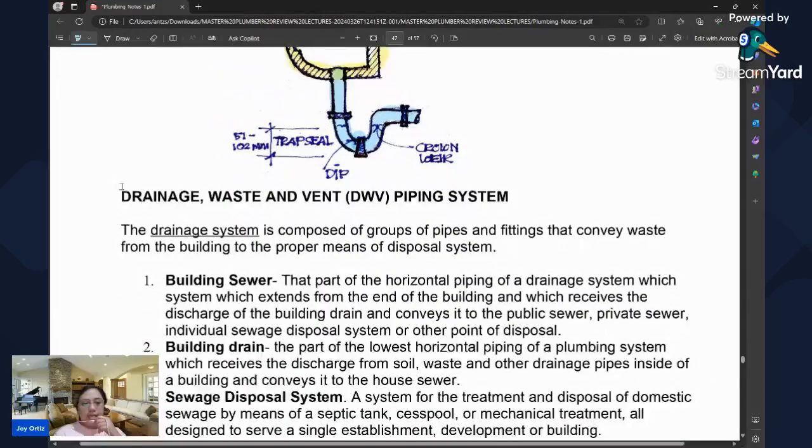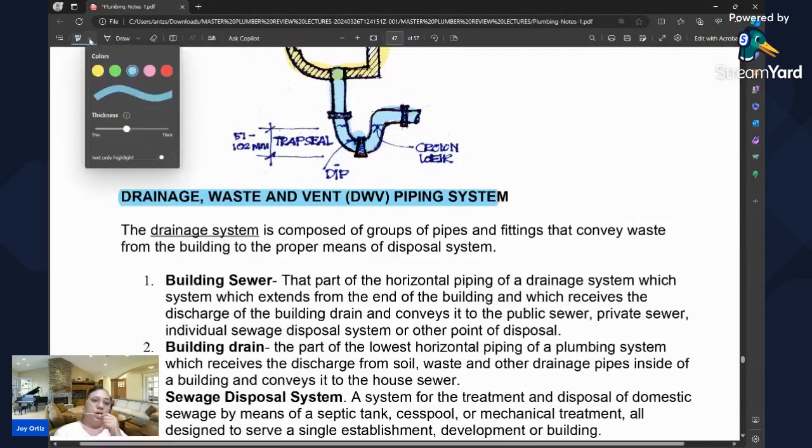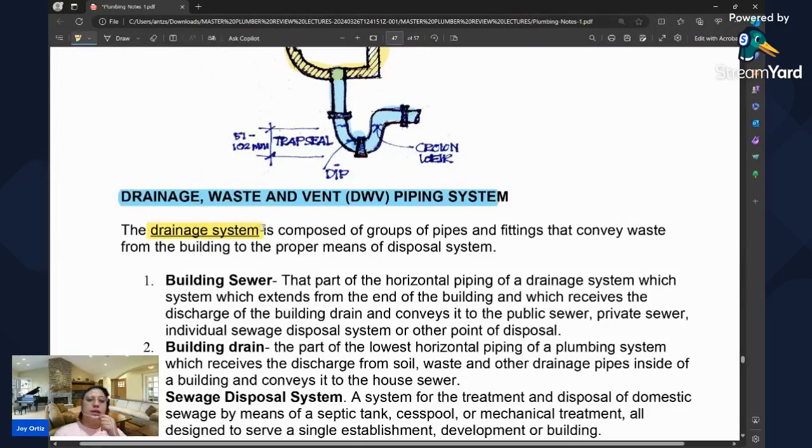That's the DWV. What does DWV stand for? It's drainage, waste, and vent. So, let's talk about the overall drainage, waste, and vent piping system. The drainage system is composed of groups of pipes and fittings that convey waste from the building to the proper means of disposal. We have the building sewer.